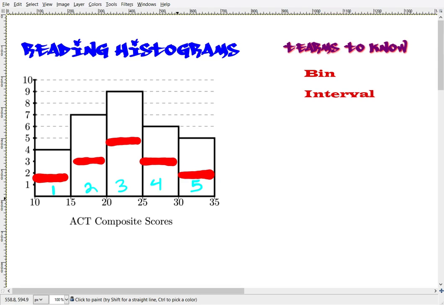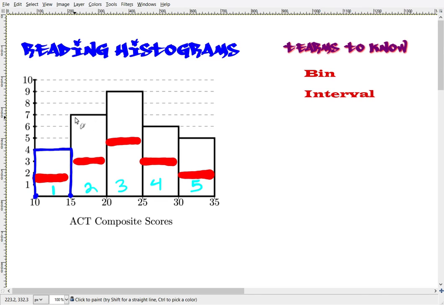What makes this kind of confusing is that if you were to read this first bar, which is the number of people that had composite ACT scores of a certain range, the number of people that had scores ranging from 10 to 15 would be a total of 4 people. Now, that seems like it might be a little misleading, because what if I ask the question, how many people had a range of 15 to 20? Well, you can see looking at this, the range from 15 to 20 is 7 people.